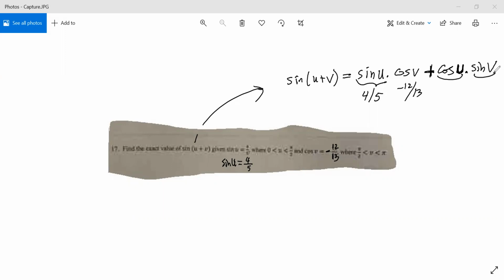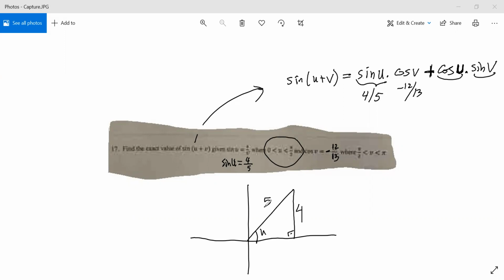Okay, now for this, we're going to need two triangles. So this is the first quadrant. In the first quadrant, we have the angle u, right here, which has opposite 4. This is 5, and this is going to be 3. So if I need cosine of u, in the first quadrant it is positive, which is adjacent over hypotenuse. So this is going to be 3 over 5.